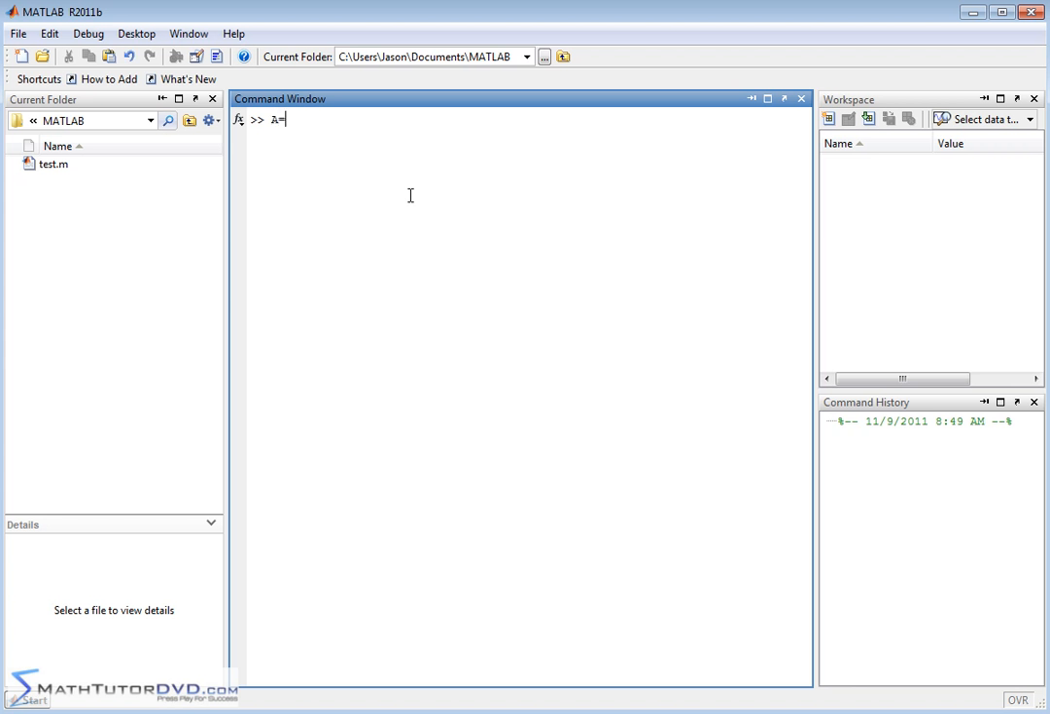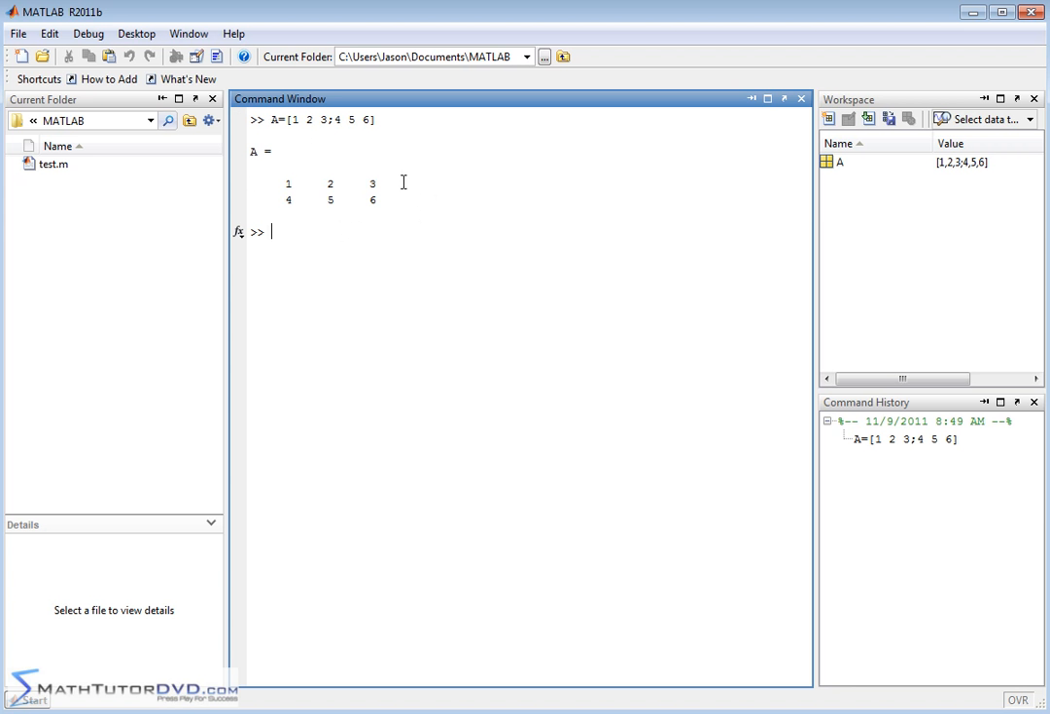So let's define a matrix A that's going to hold and represent our system of equations. And let me show you what I mean by that. Let's just do something simple. 1, 2, 3, semicolon, 4, 5, 6. Now, obviously this is a matrix. We've been talking about matrices for a long time. But how does this represent a system of equations?